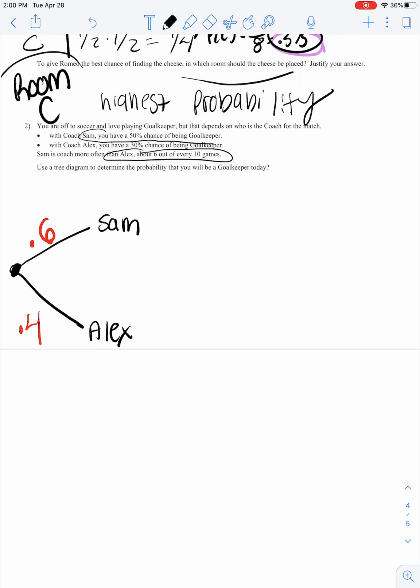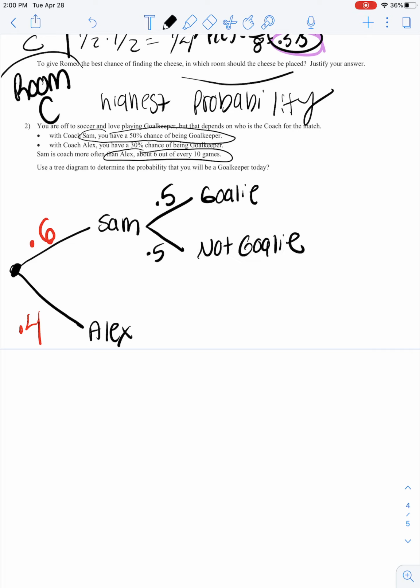Let's read what it says. If Sam is the coach, you have a 50% chance of being goalkeeper. So if Sam's the coach, I have a 50% chance of being a goalie and a 50% chance of not being goalie. If Alex is the coach, you have a 30% chance of being goalie. So that means you have a 70% chance of not being goalie.